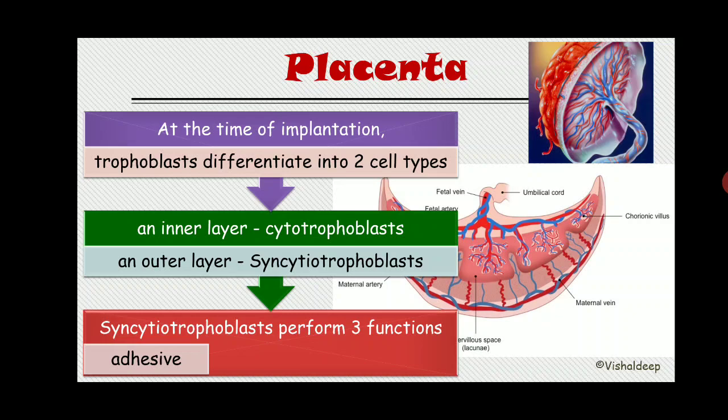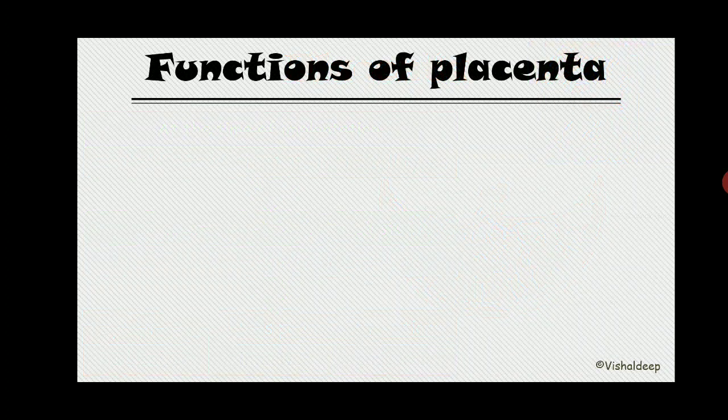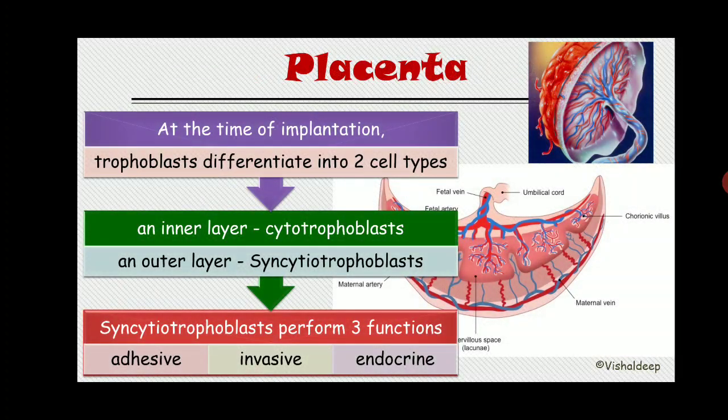So the syncytial trophoblast performs three functions. One function is adhesiveness. It attaches to the endometrium or the decidua. It invades the endometrium, it actually buries inside the endometrium, and finally it has an endocrine function. It produces the steroid hormone. So you might be thinking, what is the function of the cytotrophoblast? The cytotrophoblast makes a machinery that will ultimately make the structure called villus, the chorionic villus, primary and secondary chorionic villus, and it will provide the blood to the fetus. Got it?